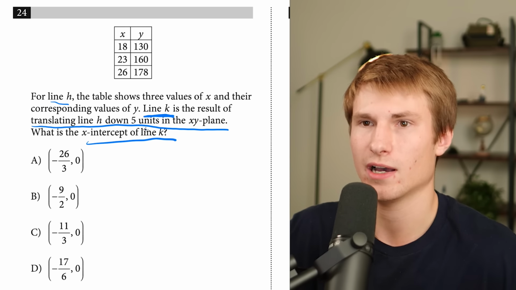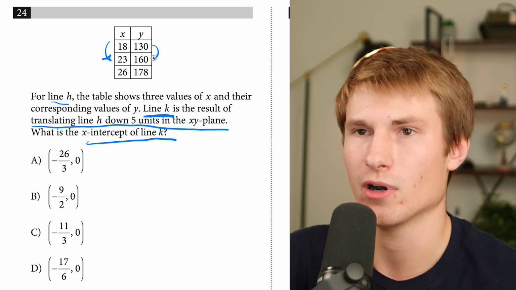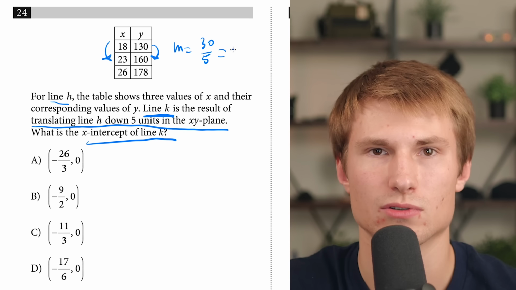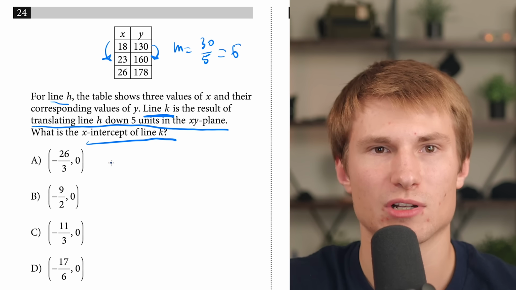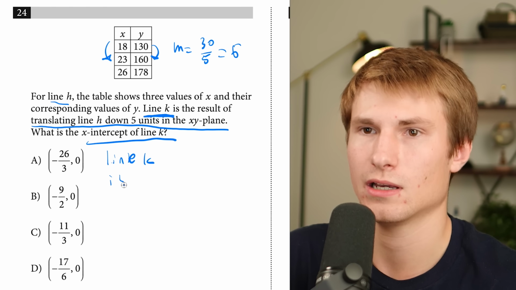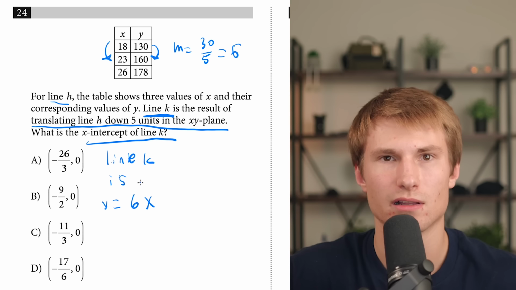So we need to first find what line H is. So let's just quickly do that. We see we go over by 5, we go up by 30. So our slope is 30 over 5, which is equal to 6. Okay, so line H is y equals 6x, since it's a line. Okay, so we have the slope. Now we need to get the y-intercept.